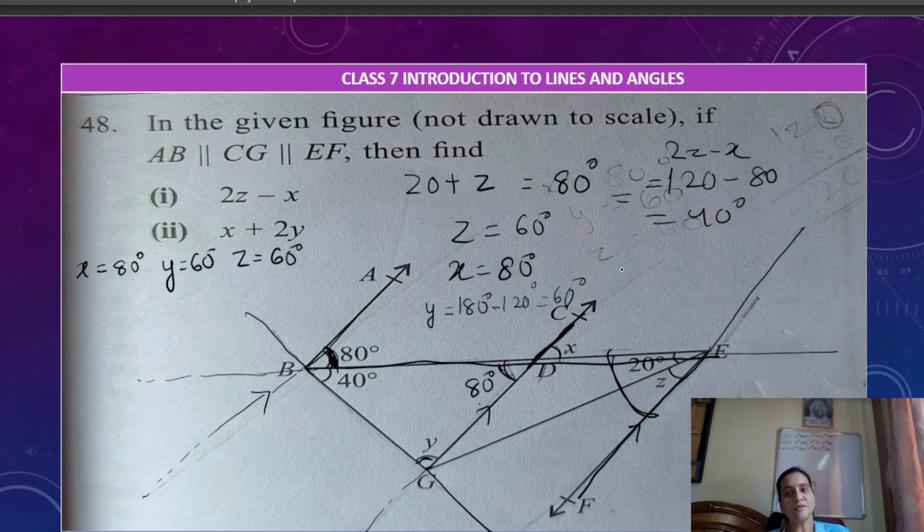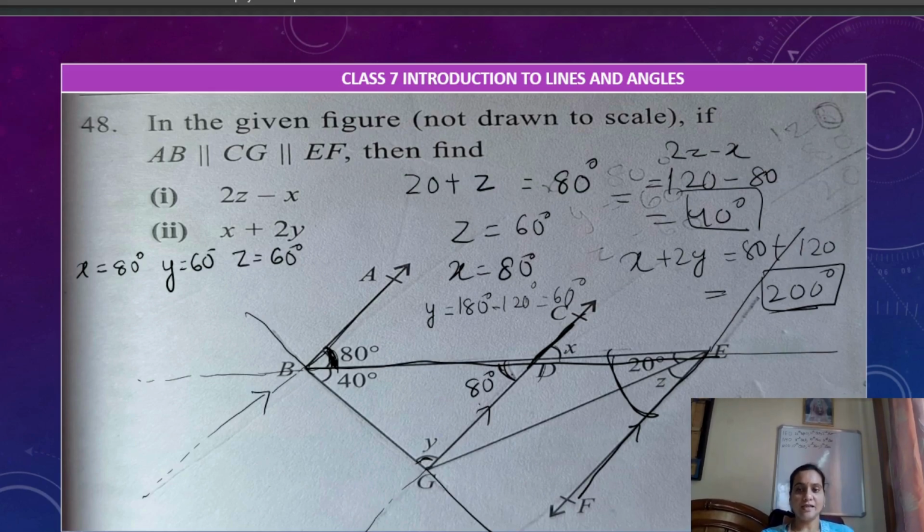Similarly, x plus 2y. x plus 2y will be how much? x is how much? 80. 80 plus 2y is 120, because 60 into 2, that is 120. So 80 plus 120 is 200 degrees. So we found two values: 2z minus x is 40 degrees and x plus 2y is 200 degrees.